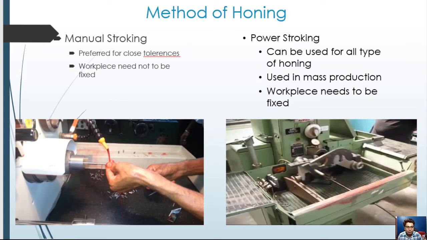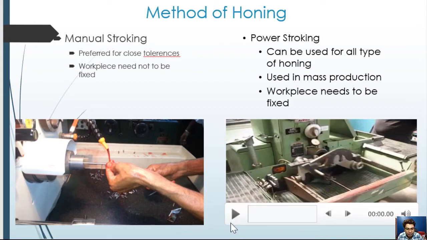Now another method is power stroke. In power stroke, the machine and the workpiece are loaded on the machine itself, and the auto feed is given to the machine. It helps in better control of the output process or the finish of the tool. So the surface roughness or the surface quality which we obtain using the power stroking method is comparatively much better compared to manual stroking methods. Let us see a video to understand the power stroking method.